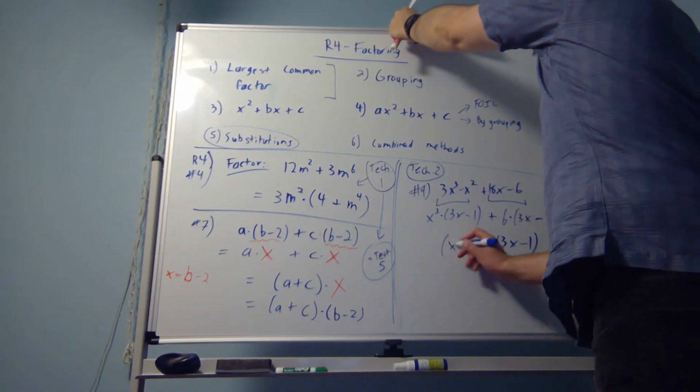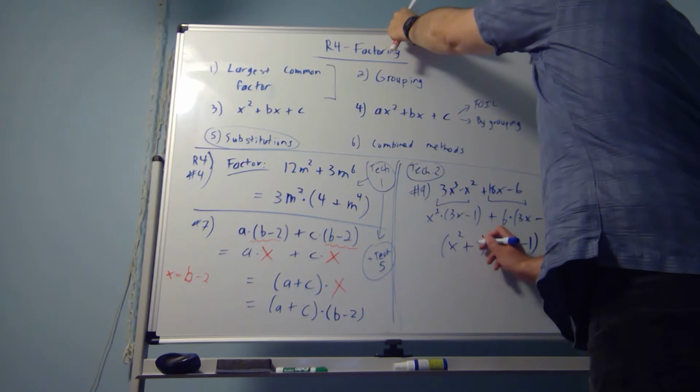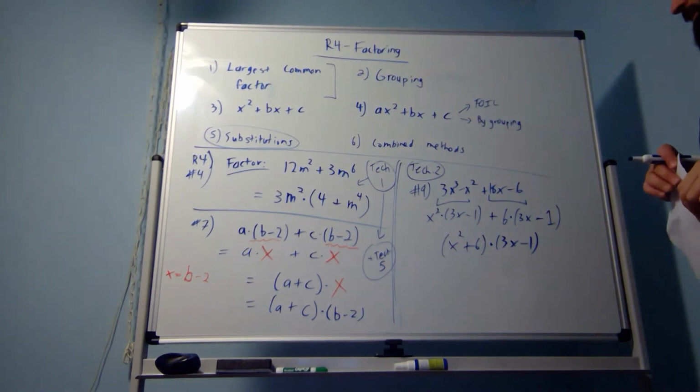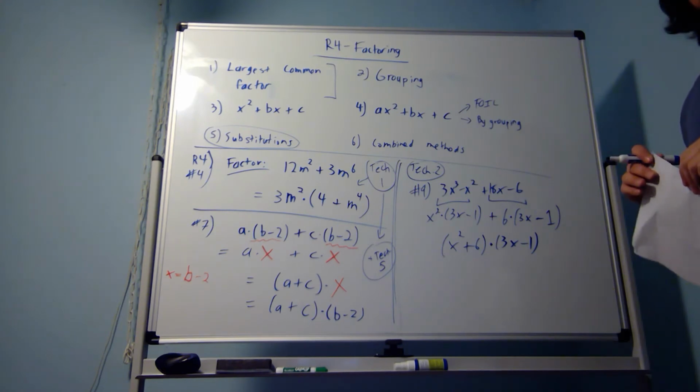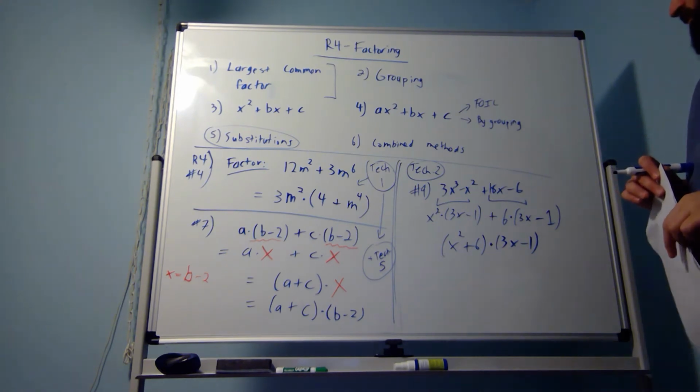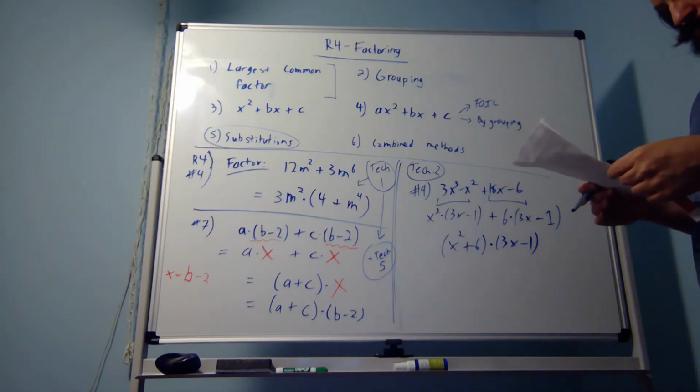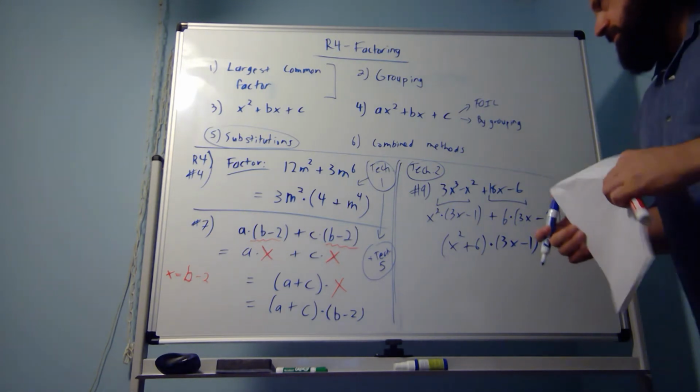And how many 3x minus 1s? We have x squared of them, and we also have positive 6 of them. And yeah, that's kind of it for that one.